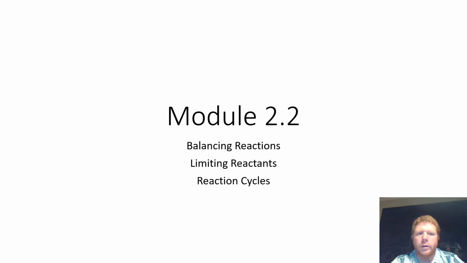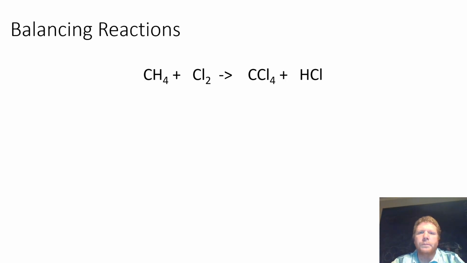So here we are talking about module number 2. Module number 2 covered a couple of different topics. The primary one was balancing chemical reactions. From there, we were able to dive into eliminating reactants. And then one type of problem that we saw was one in which we talked about reaction cycles. I'm going to go through those over the next few slides here.